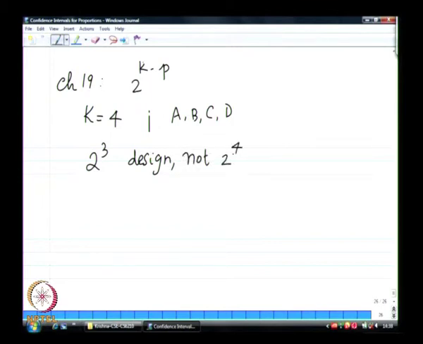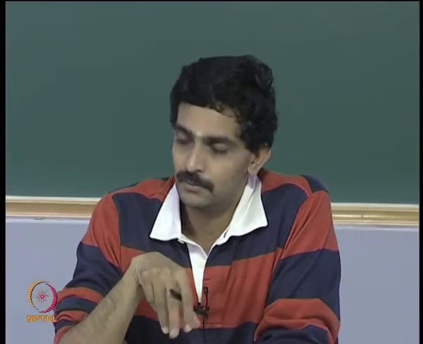Not 2 to the power 4. So basically, I only want 8 instead of 16. So what is a good combination for that? There are different ways suggested.